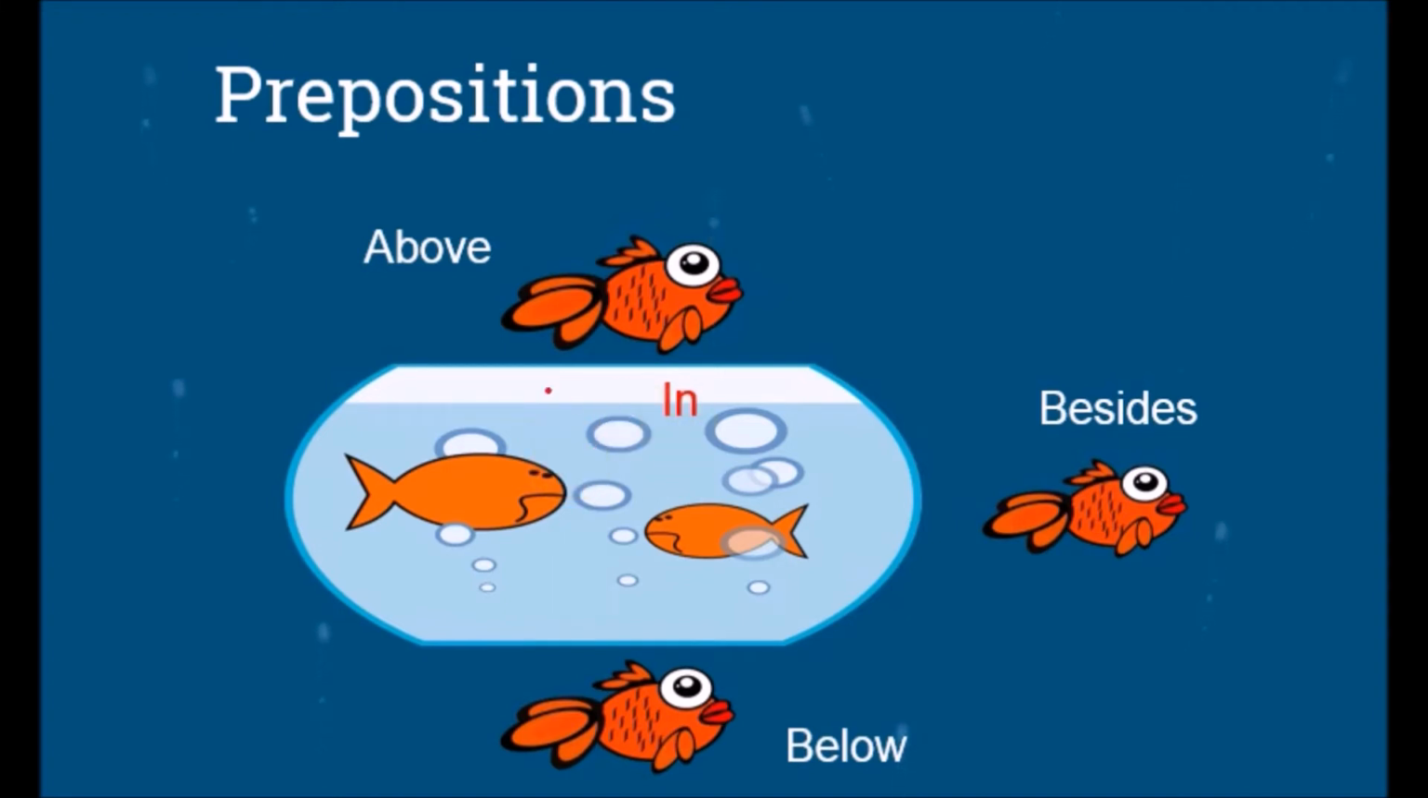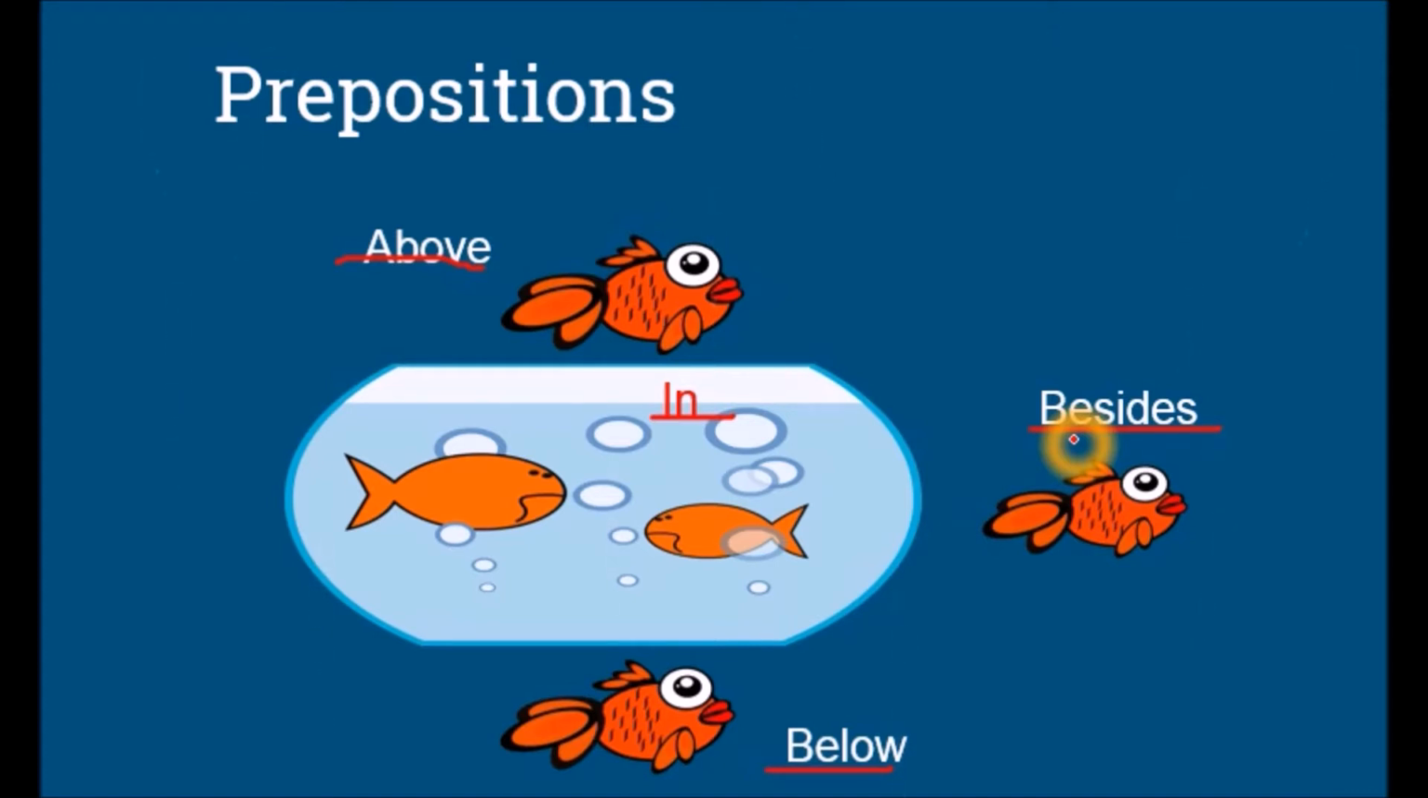So in this picture, we have two fishes in the pot. One fish is above the pot, one fish is below the pot, and one fish is beside the pot. I know it's not possible for the fish to be below or above out of the water, but don't worry, it's just for an example. So above, in, below, beside, all these words are prepositions. Therefore, prepositions are words that show the relationship between nouns and pronouns. They show how a noun or pronoun is connected to other words in the sentence.